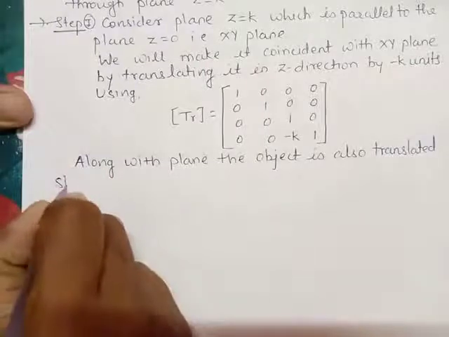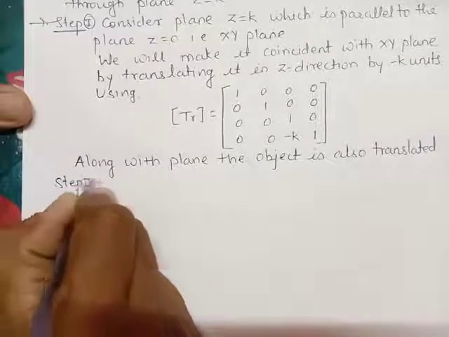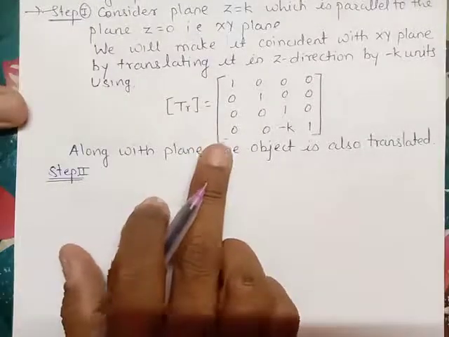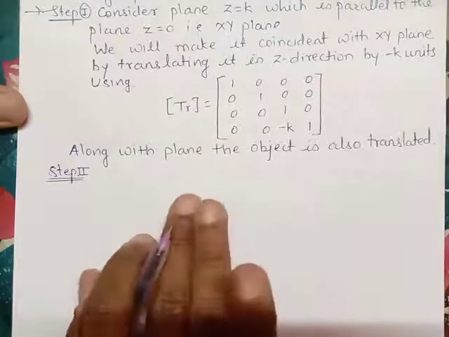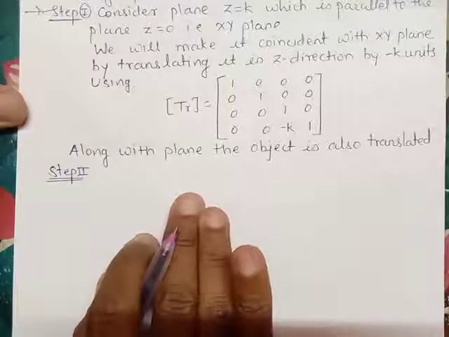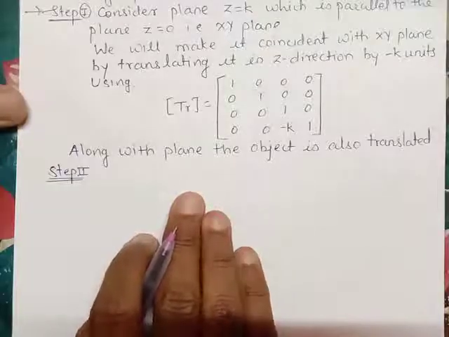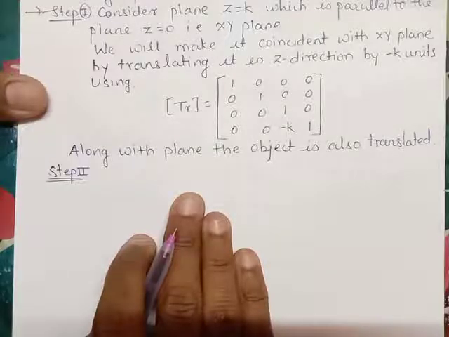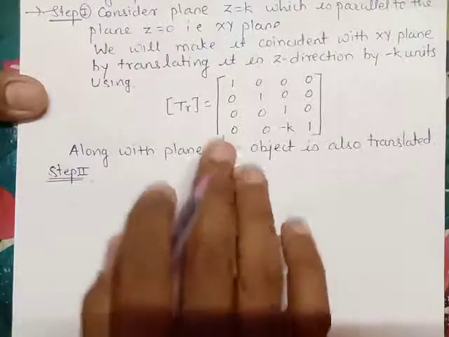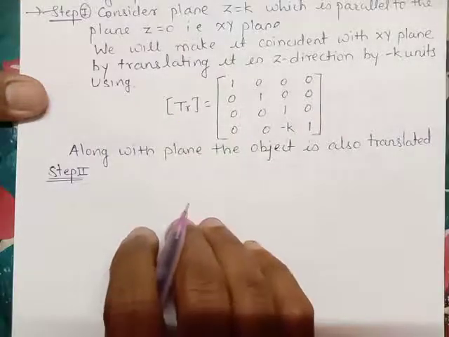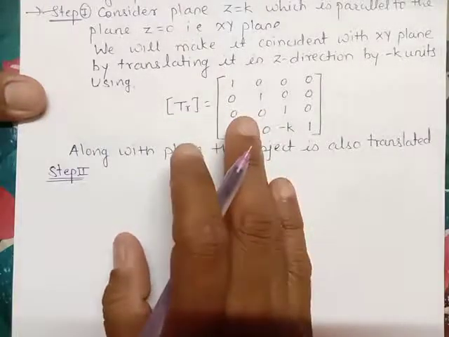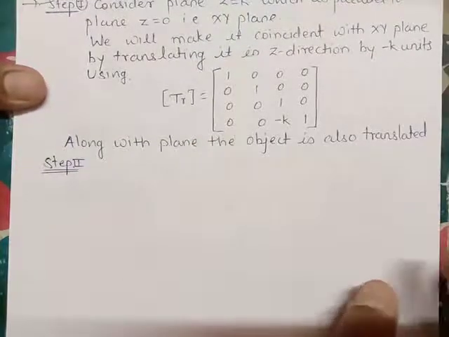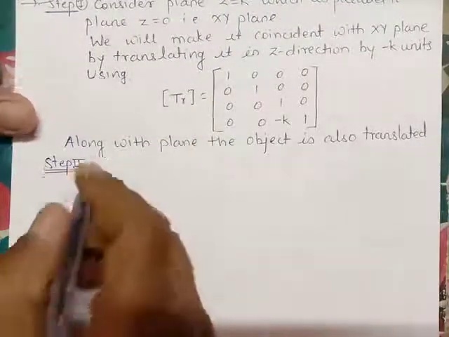Now step 2. It will coincide with xy plane, so we can reflect the object through xy plane. We have that from transformation matrix, right? Through xy plane, or that is z equal to 0 plane, and then take back that plane to its original position using inverse translation. So we will get the object reflected.